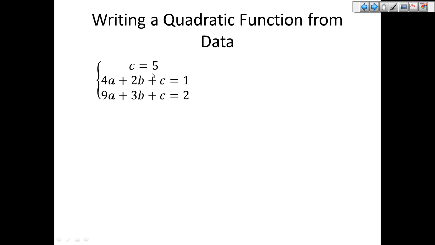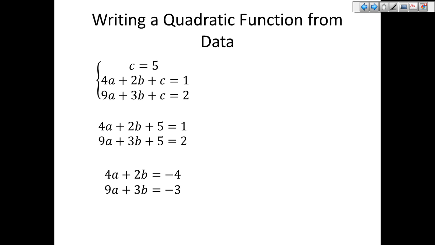Now, I've already got c, and that's nice. So let's go ahead and use that. Let's plug 5 in to the bottom 2 equations for c. So now all I have to find are a and b. Well, let's go ahead and do a little bit of reshuffling. So I subtracted 5 over into each of these. And now I need to get either the 4 and the 9 to be the same, or I need to get the 2 and the 3 to be the same. Well, I think it's a whole lot easier to make the 2 and the 3 the same. So I multiplied the top equation by 3. I multiplied the bottom equation by 2.